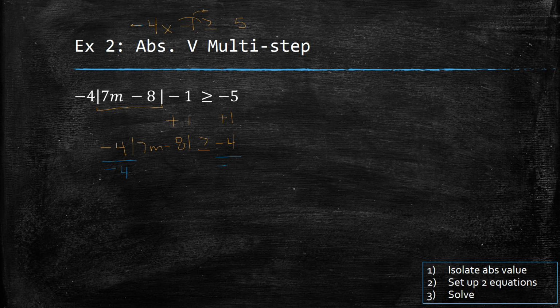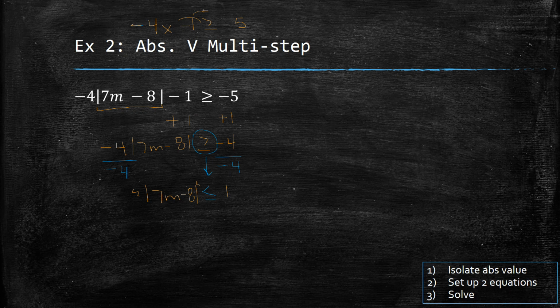Now this should be a red flag, okay? Whenever you're dividing or multiplying by a negative, your inequality is going to change. So make sure that you change that right away so you don't forget about it. So we're left with the absolute value of 7m minus 8 is less than or equal to positive 1. Negative divided by a negative is a positive.